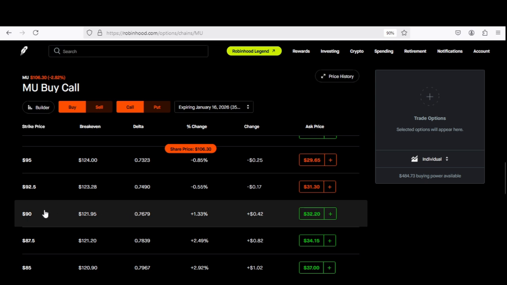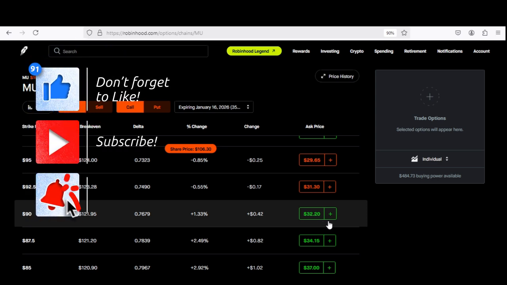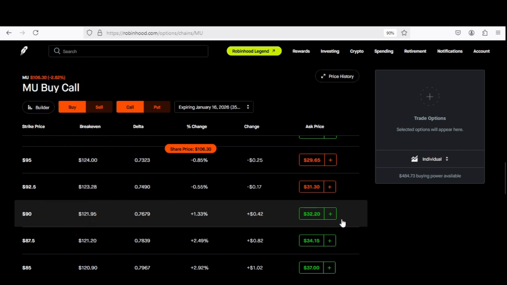So along with the $90 strike price and a 0.76 delta, we're going to have to pay $32.20. Now, $32.20 in the real world is going to work out to be $3,220. The reason for that is because each option contract is multiplied by 100 shares. So $32.20 multiplied by 100 is going to give you $3,220. Now, let's go ahead and select it.